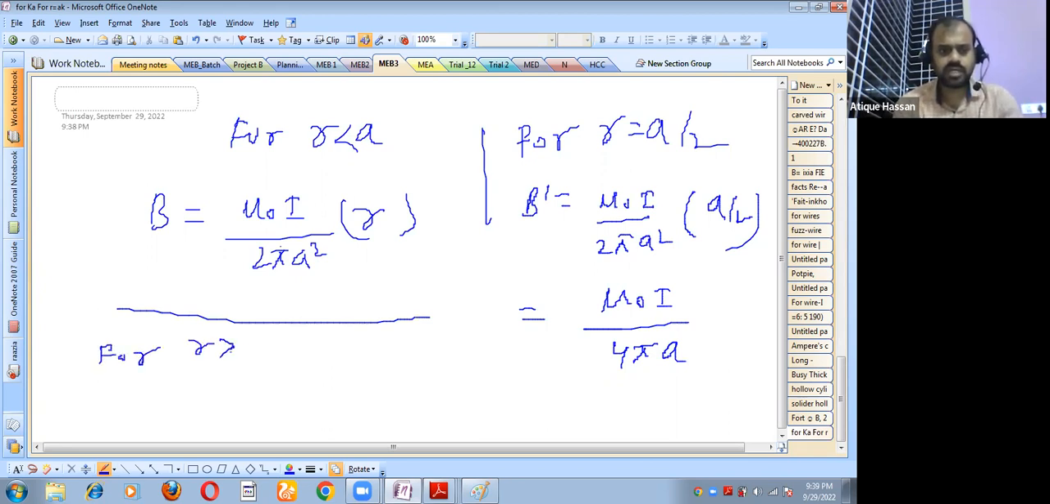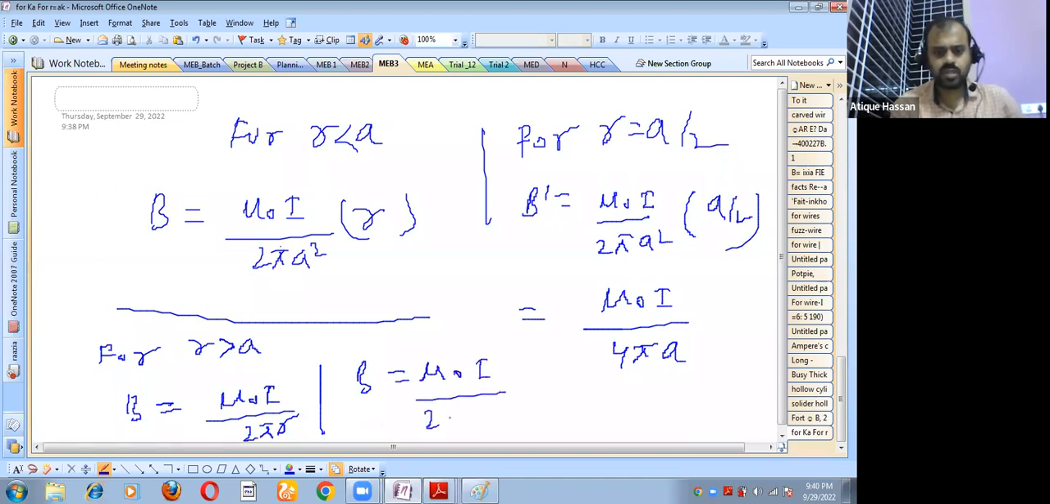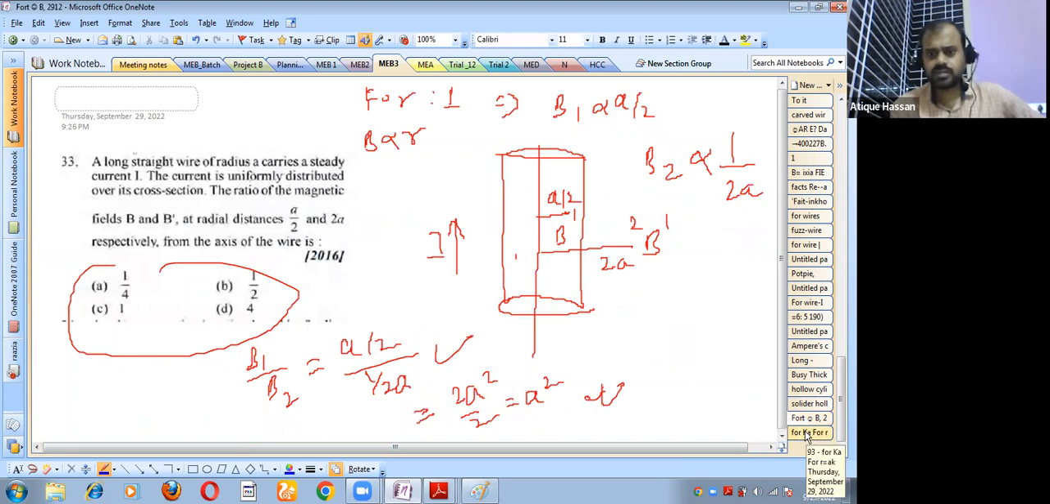Similarly for r greater than a, what was the formula? B is equal to mu naught I by 2 pi r. So we can write it as B equal to mu naught I by 2 pi into 2a. R is given as 2a in the question.